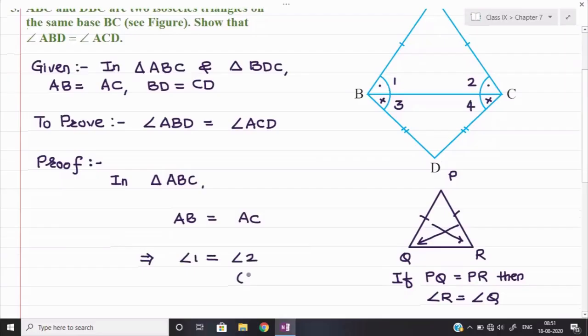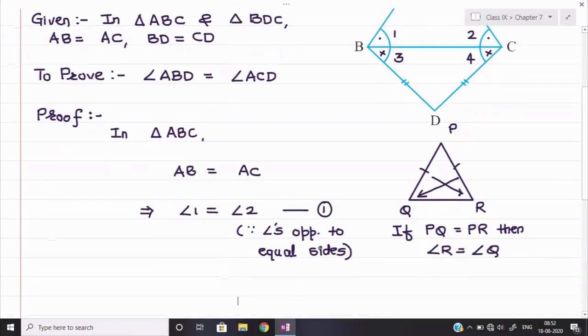Reason we shall give here: since angles opposite to equal sides. Okay, in short, we can write down the reason in this manner: angle opposite to equal side. This equation I am supposing as equation number 1.